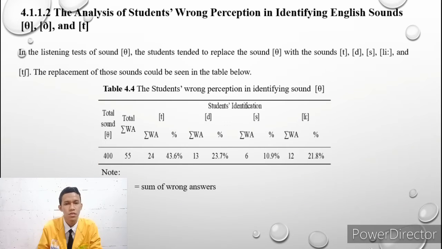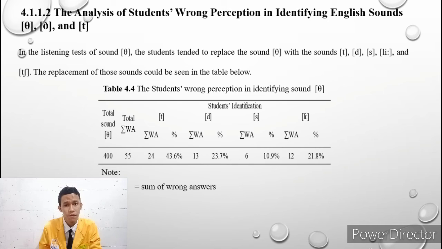And the analysis of the students' wrong perception in identifying English sounds. In the listening test of the sound th, the students tend to replace the sound th with the sounds t, d, s, l, and ch. The replacement of the sound can be seen in the table. From the table, we know that most students tend to replace the sound th with the sound t.